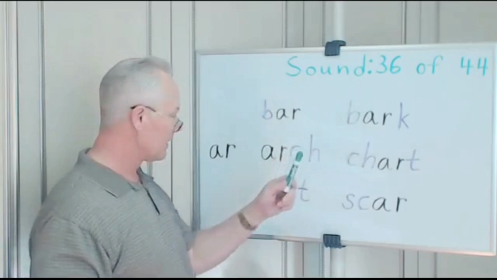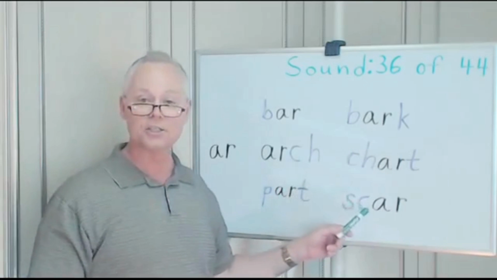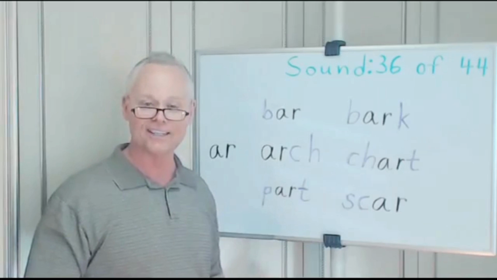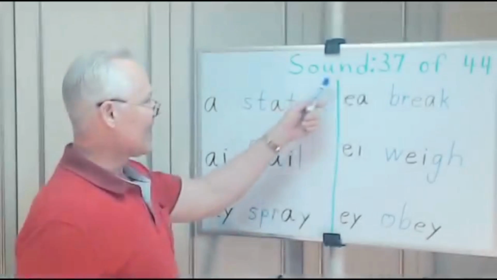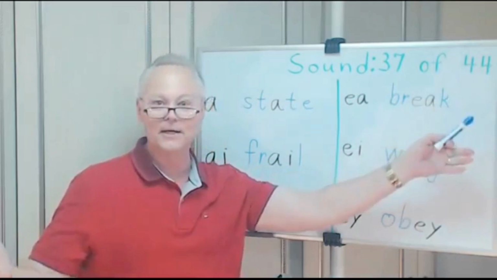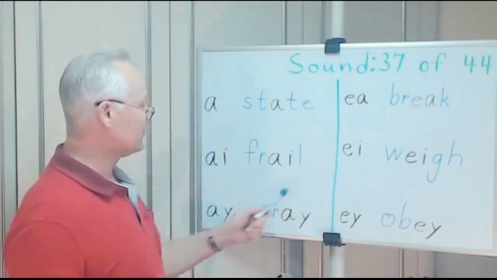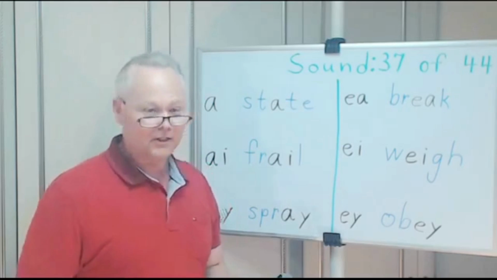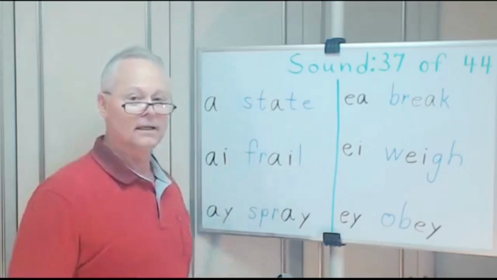Bar, bark, arch, chart, part, scar. The sound R. And that's the end of this lesson, and sound 37 of the 44 sounds of American English. Here we have 6 letters and letter combinations of one sound, and that sound is A.